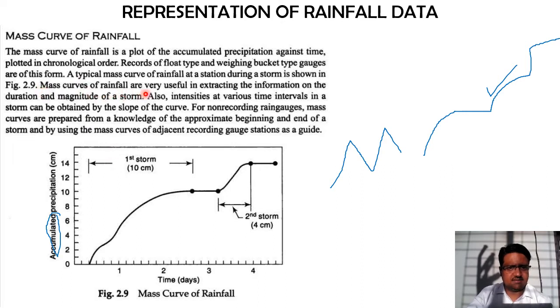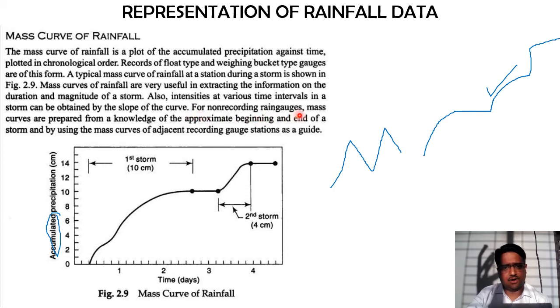Mass curves of rainfall are very useful in extracting information on the duration and magnitude of the storm. Magnitude, in the sense here, means the intensity of rainfall. Also, intensities at various time intervals in a storm can be obtained from the slope of the curve.